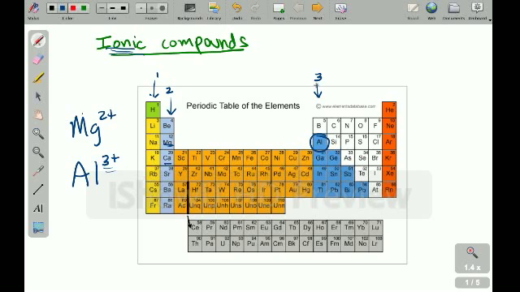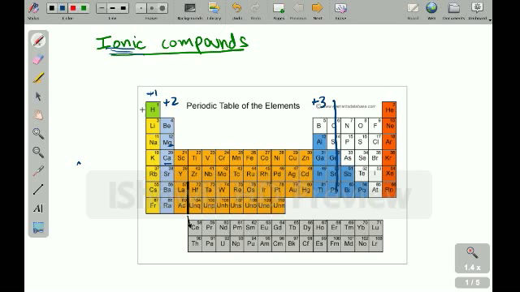Now, we're going to ignore these guys right here. These are the +4, -4. They don't really become ions that easily, so we're not going to talk about them at all. This is sort of our border here. So this is our +1 dudes, our +2 dudes, and our +3. For the quiz, you can totally use your periodic table, so you will know the charges of these.